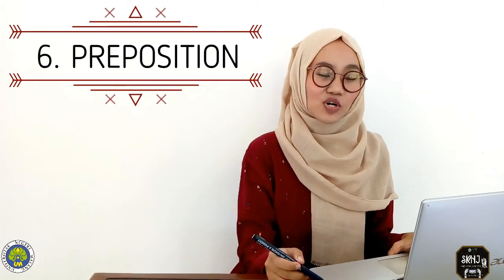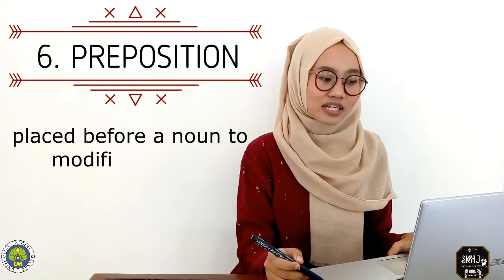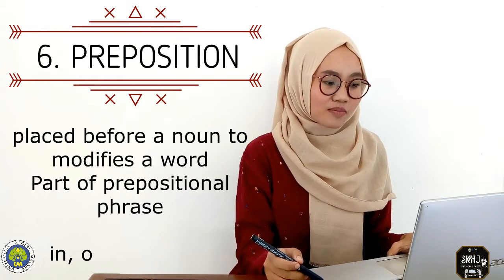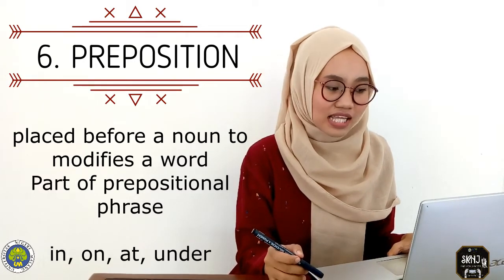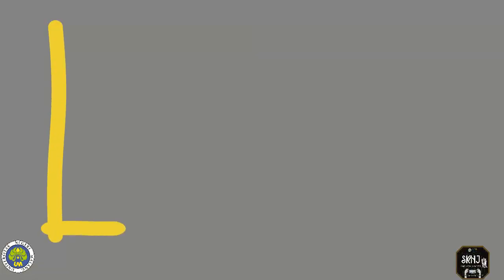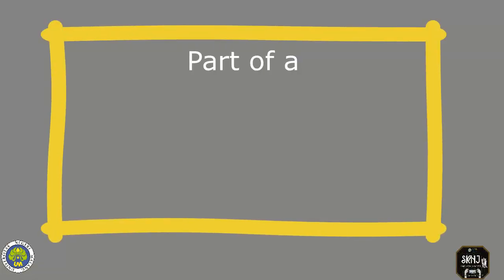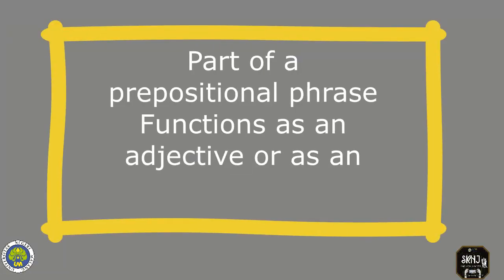The sixth is preposition. A preposition is a word placed before a noun or pronoun to form a phrase modifying another word in a sentence. Therefore, a preposition is always part of a prepositional phrase. The prepositional phrase almost always functions as an adjective or as an adverb.